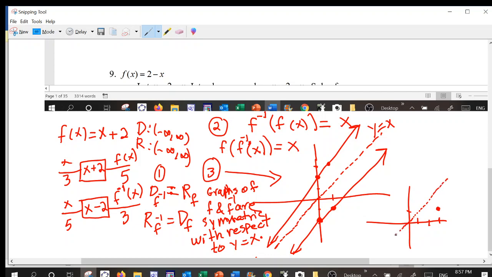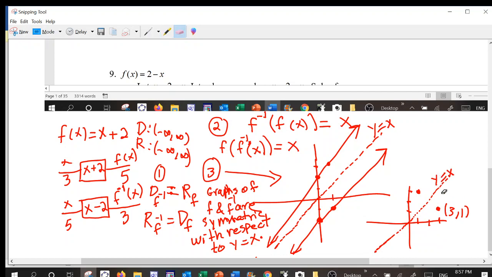Y equals x. Now, 3, 1. If you switch x and y, you go to 1, 3, right? See? 1, 3. And this always happens, right? So the points that are on the line don't go anywhere, because when you switch x and y, the points on this line, x and y are equal.